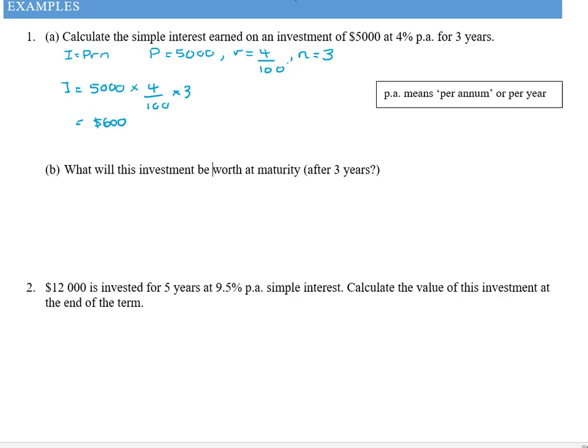Part B says, what will this investment be worth at maturity? So after 3 years, what we will have is the amount of money I placed into the bank account, which is $5,000, and the interest that it has earned, which is $600. So altogether, I get $5,600.